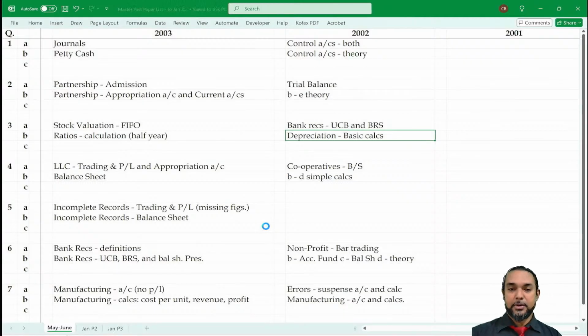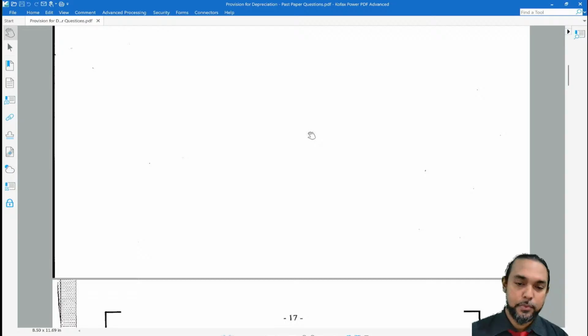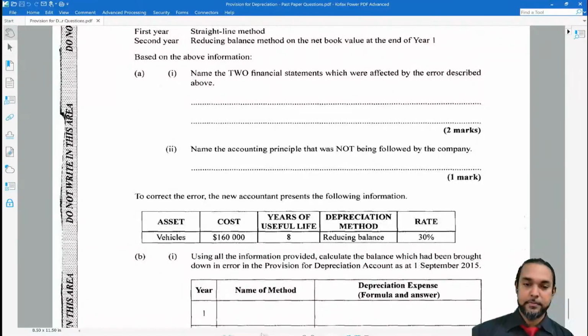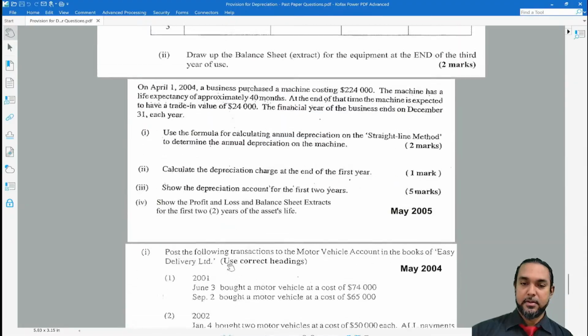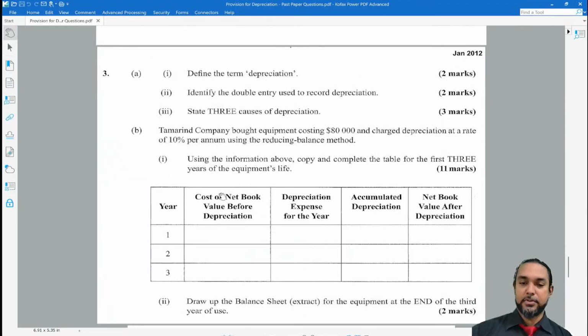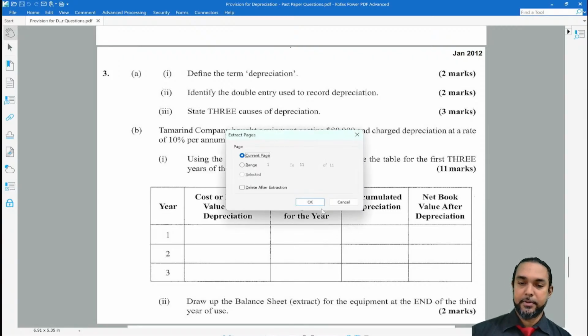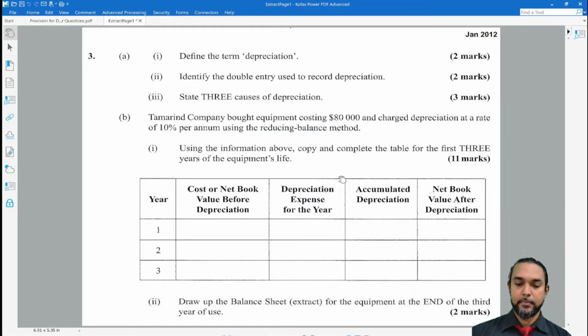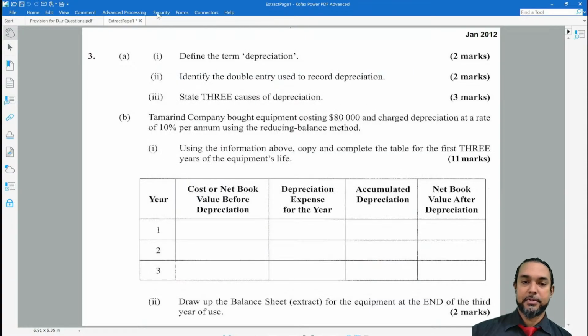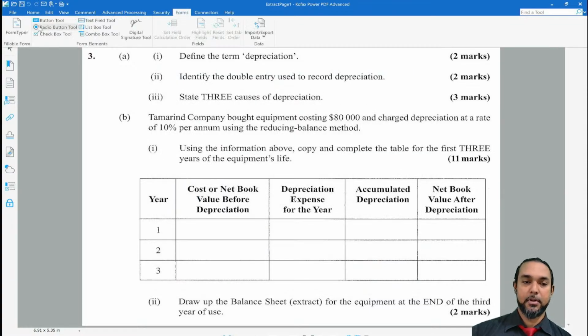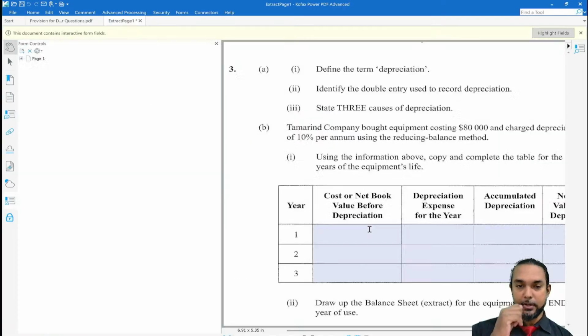So what I want to do is I want to actually give you guys one of the earlier past paper questions, right? So let me actually extract it. Right, so this one actually has a little table for you all to use, right? Current page. Right, so I'm going to print it out for those in class. And I'm going to make it a fillable form for those online.